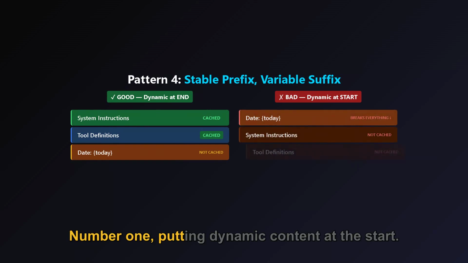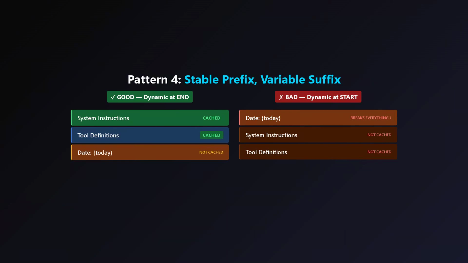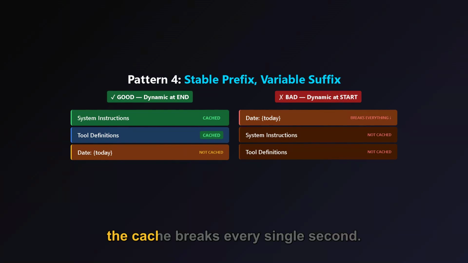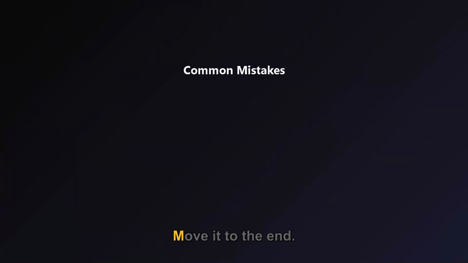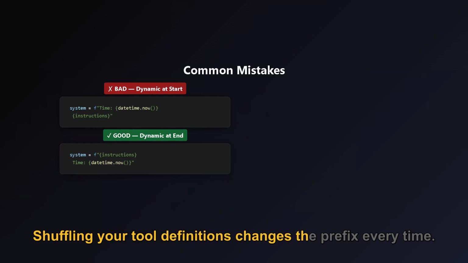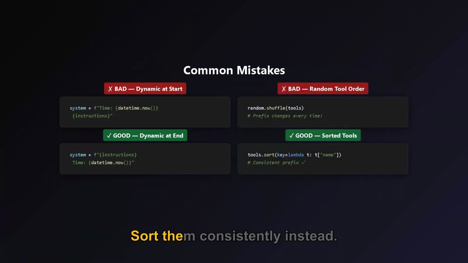Number 1, putting dynamic content at the start. If you prepend a timestamp to your system prompt, the cache breaks every single second. Move it to the end. Number 2, randomizing tool order. Shuffling your tool definitions changes the prefix every time. Sort them consistently instead. 2 more gotchas.